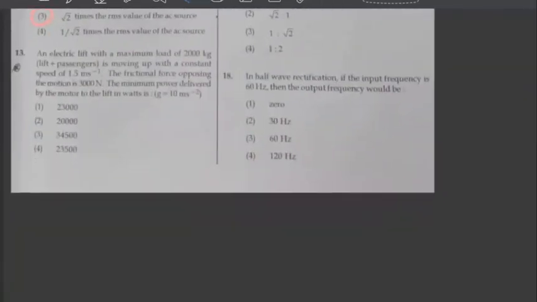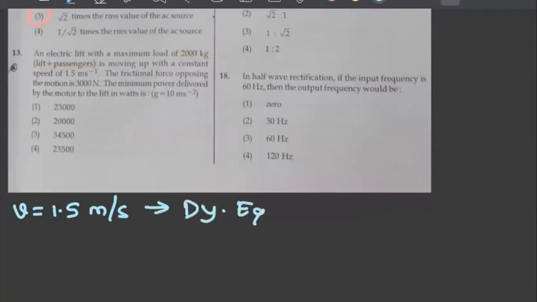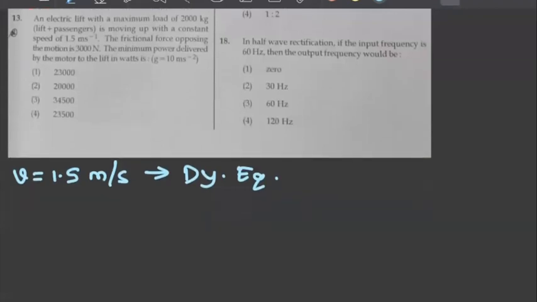Okay, so the next one here is an electric lift with a maximum load of 2000 kg. Lift plus passengers is 2000 kg. It is moving up with a constant speed, it's not accelerated. So we have the value of V as 1.5 meters per second. Constant speed means it is dynamic equilibrium. The frictional force opposing the motion is 3000 newtons. So the minimum power delivered by the motor to the lift in watts is?